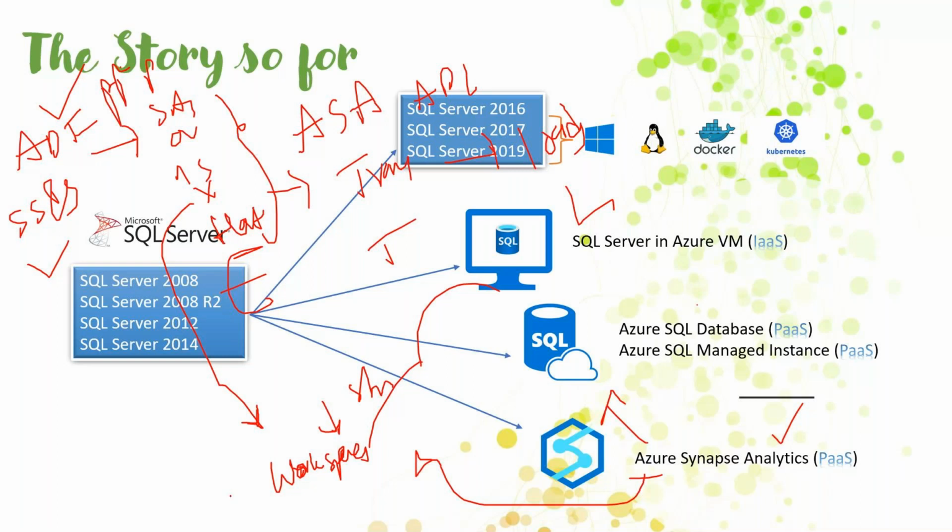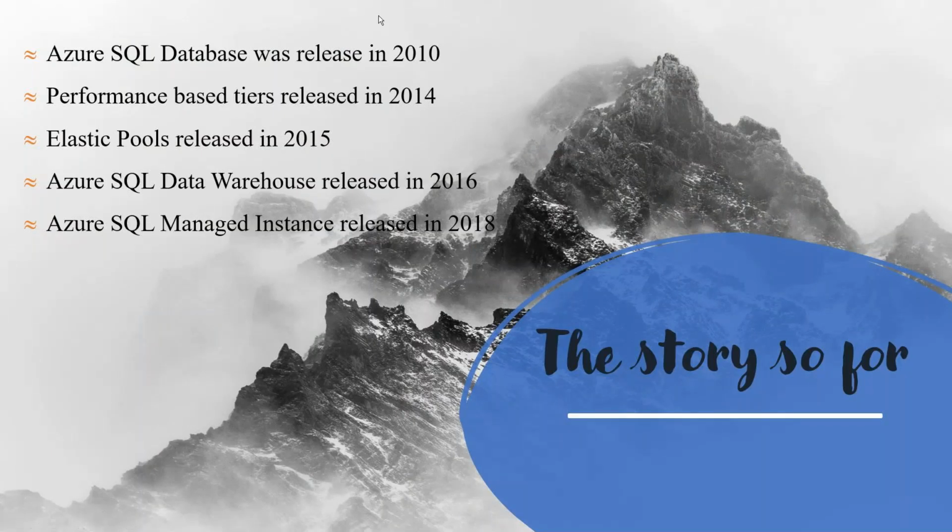Same things are here in the short description. Azure SQL Database was released in 2010. Performance-based tiers were released in 2014, which we are going to cover tomorrow. Elastic pools were released in 2015. Elastic pools are nothing but sharing the resources, sir.